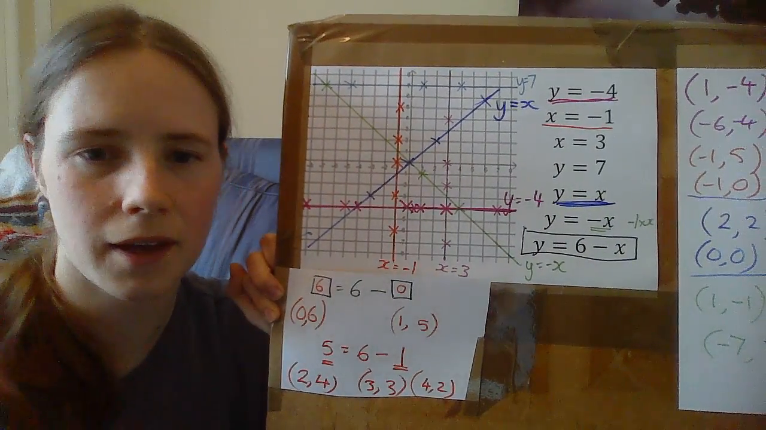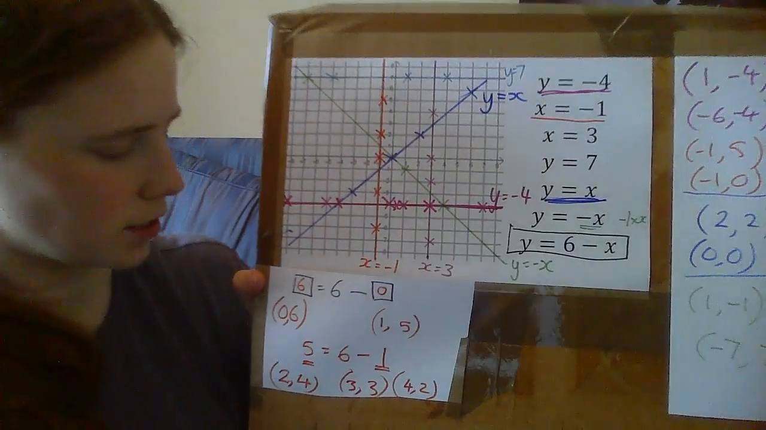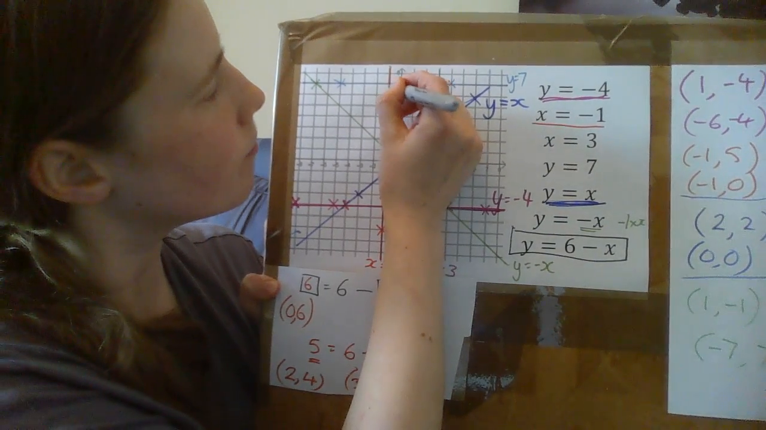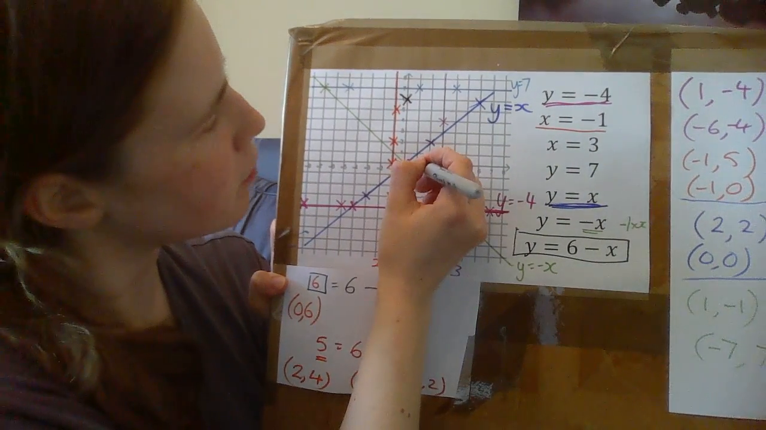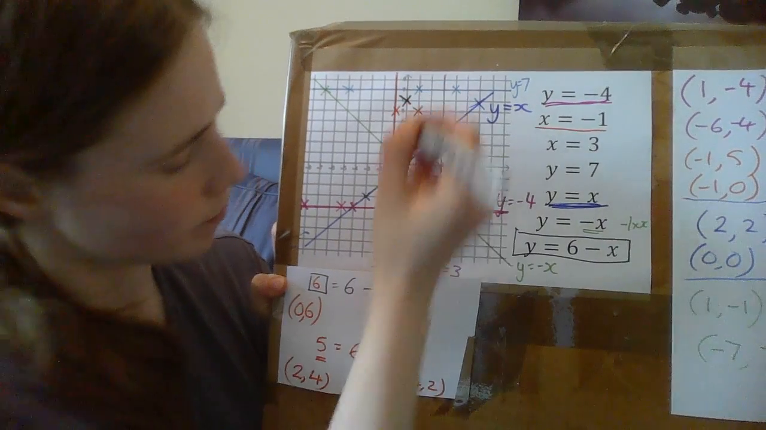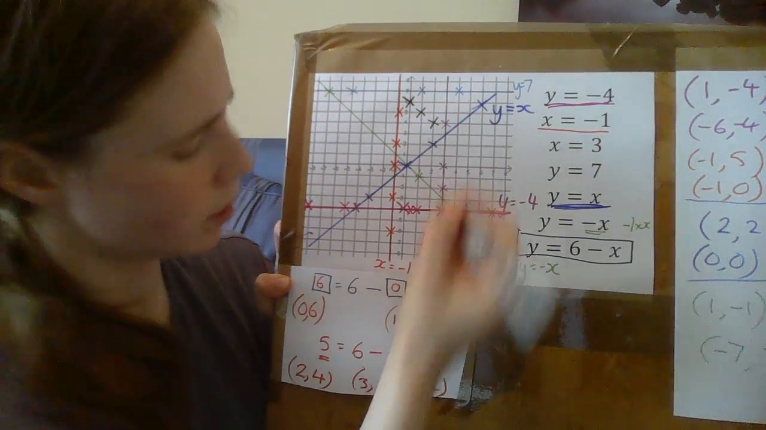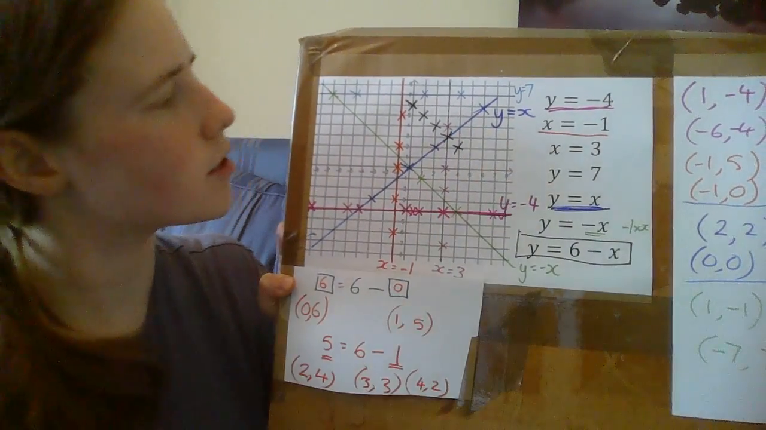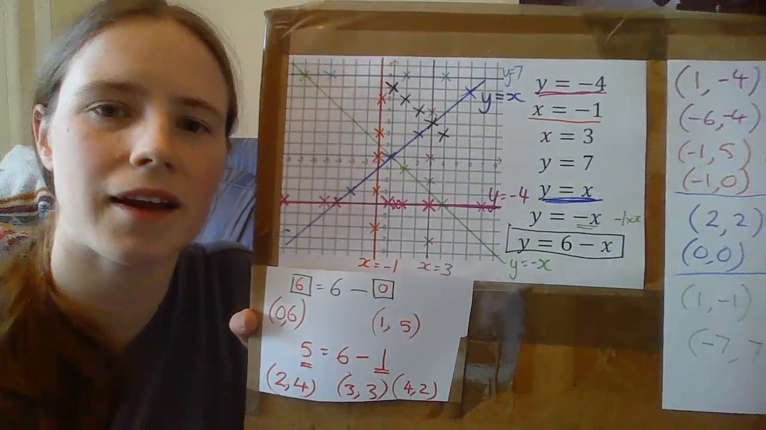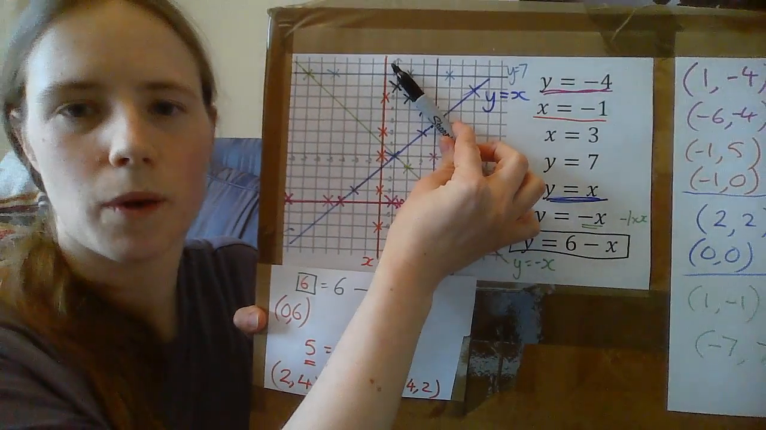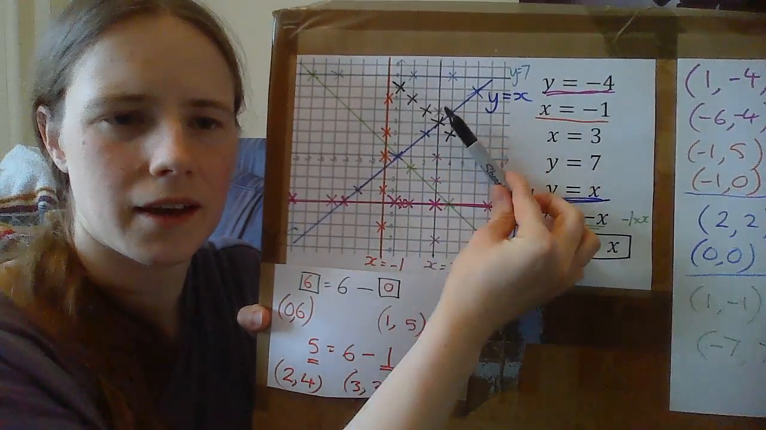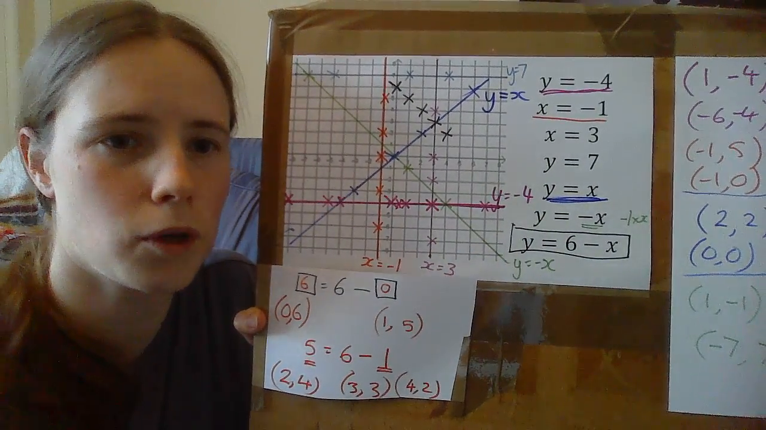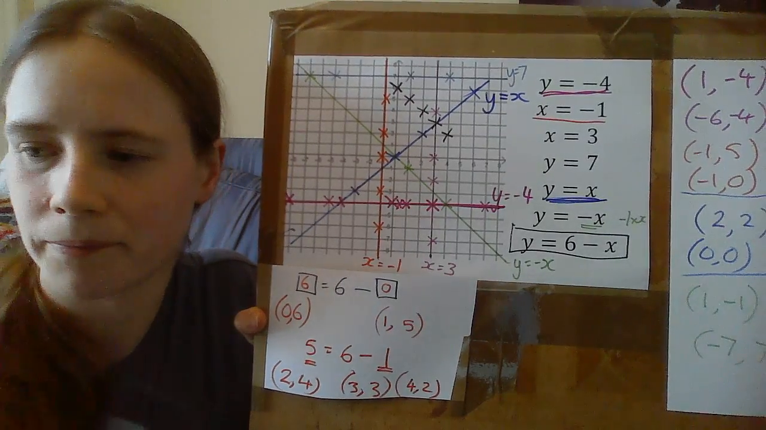I'm going to plot them, I think, in the black pen so that it shows up really nicely for you. So first one, 0, 6 is going to be up here. Next one, 1, 5, 2, 4, 3, 3, and 4, 2. So you see that we're starting to get a very, very clear diagonal line coming down this way, okay? It's always a good idea to do more than 3 because then you'll be able to see the pattern. So the more you do, the more confident you'll be with your pattern, okay?